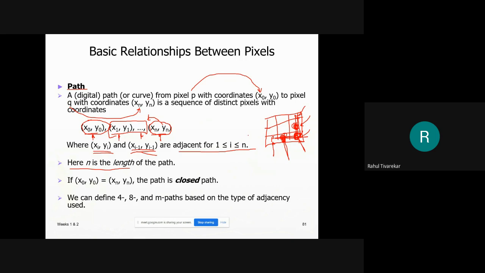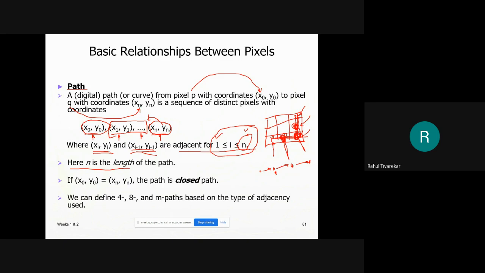So here number n represents the length of the path. Suppose the path is of length 10, then from the first pixel to the 10th pixel, all these 10 pixels, if you see, one pixel connected to the second pixel means they are adjacent. Then second to third pixel, they are adjacent. So this second pixel is adjacent to the first as well as the third pixel. Then the third pixel is adjacent to the second and fourth pixel. The fourth pixel is adjacent to the third and fifth pixel, and so on.